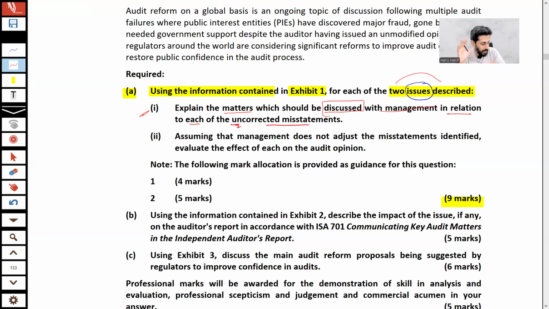Now, please note, I will first be drawing the sketch of the requirement so that we will be able to better understand. And next, part 2, which is connected with part A: assuming that management does not adjust the misstatements identified, evaluate the effect on the audit opinion. For example, even after your discussion, the management is not correcting the misstatements you had notified. What would be the impact on the audit report, the audit opinion, because of this? I am not doing part B, just focusing on part A right now so that we can write it in a better way.